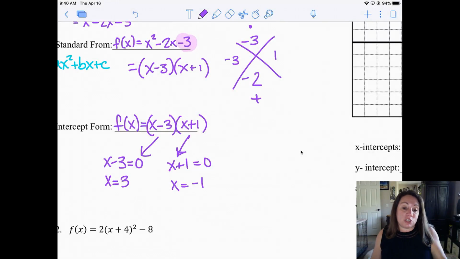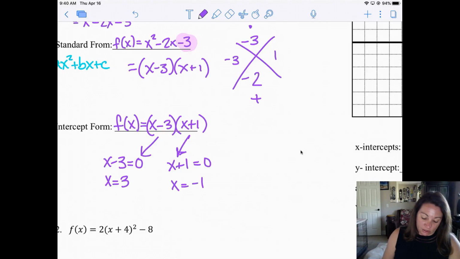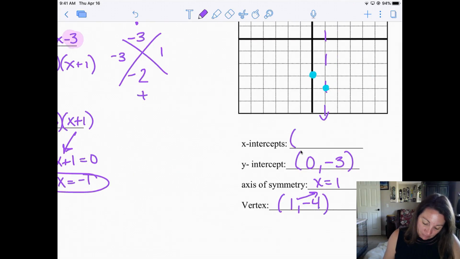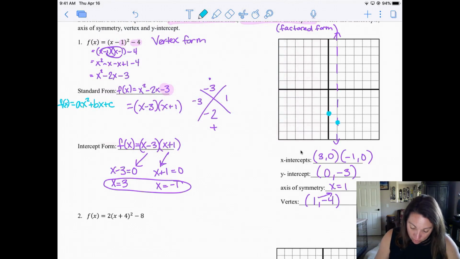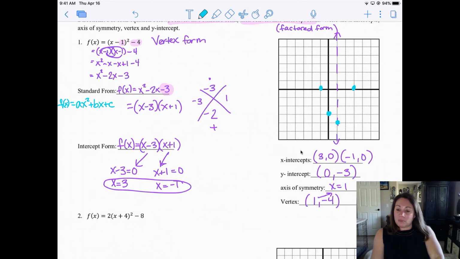These are the solutions. The x-intercepts are written as points, right? The x-intercepts are 3, 0, and -1, 0. When I put those on my graph, they go right here and right here. And I've got a lot of nice makings of a parabola.